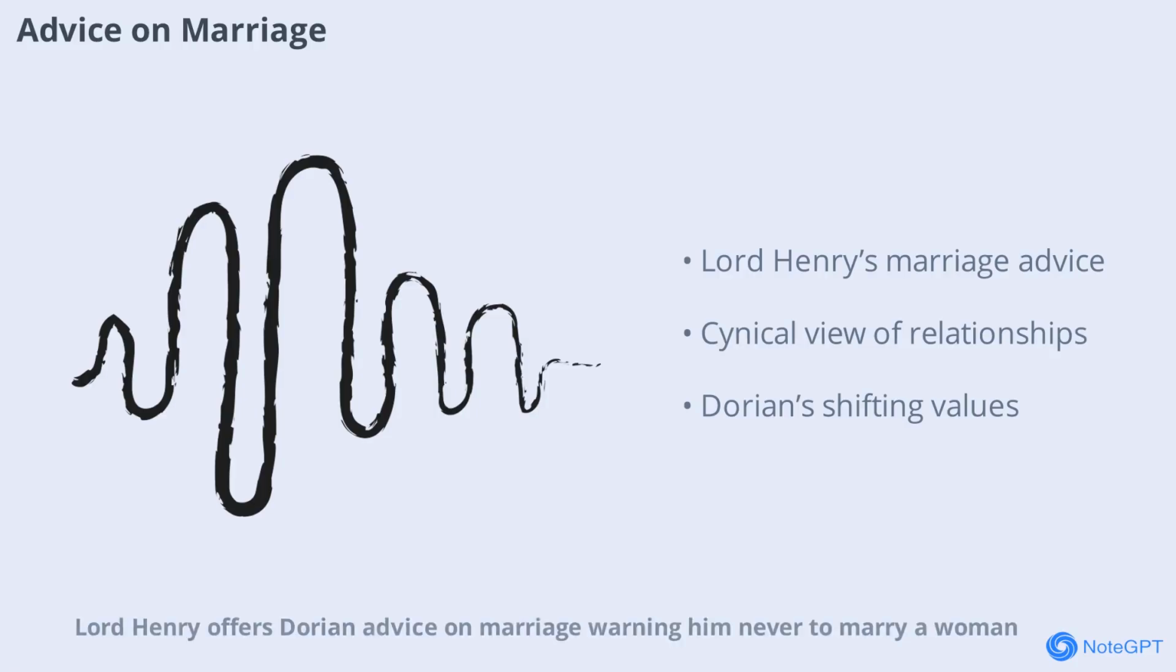Lord Henry offers Dorian advice on marriage, warning him never to marry a woman with straw-colored hair because they're too sentimental. He suggests that men marry out of tiredness and women out of curiosity, but both are disappointed. The conversation is filled with aphorisms and wit, reflecting Lord Henry's cynical view of relationships. Dorian listens, amused and intrigued, as Lord Henry continues to shape his attitudes and beliefs. This scene underscores the influence of Lord Henry and the shifting values in Dorian's life.